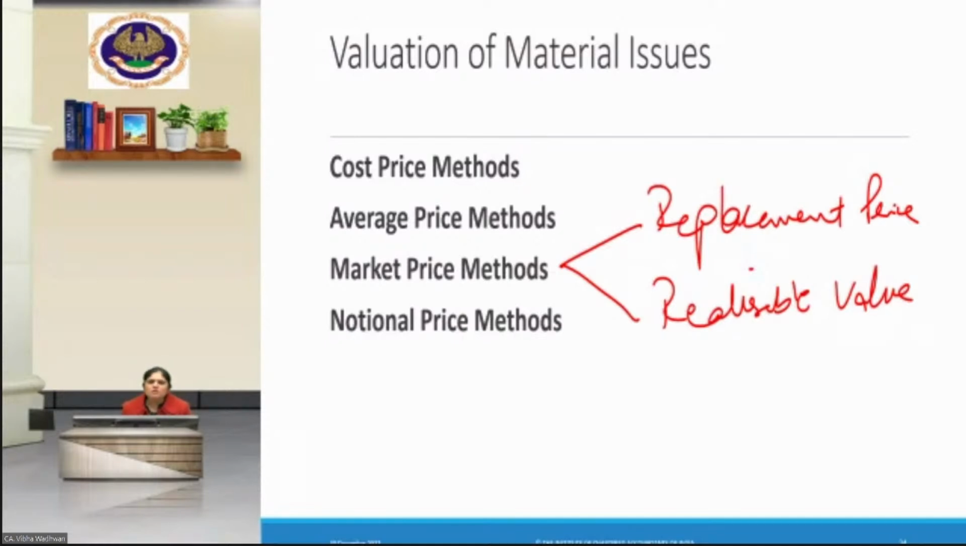So of course, the most prominent and popular ones, the most commonly used, are cost price methods and average price methods. All right. So we'll be starting with the cost price methods first.